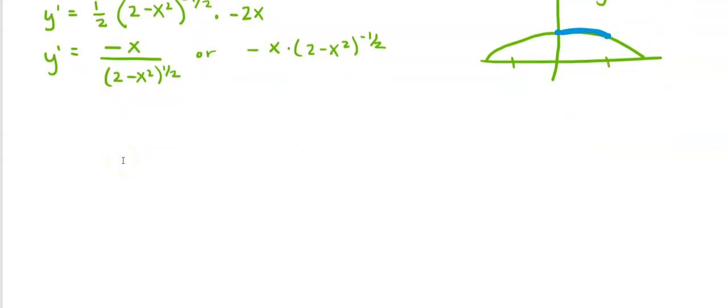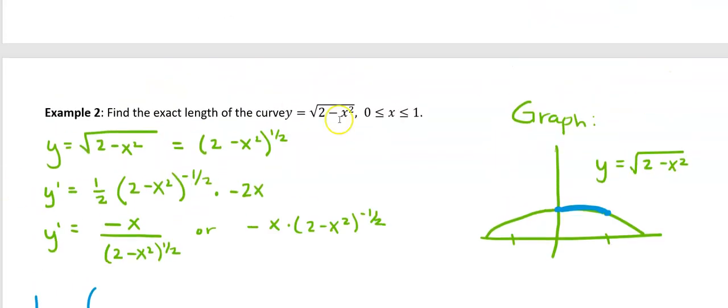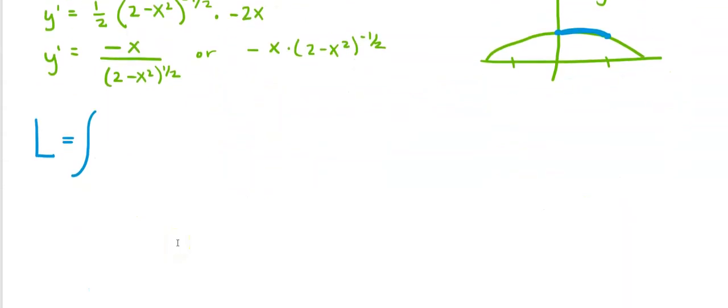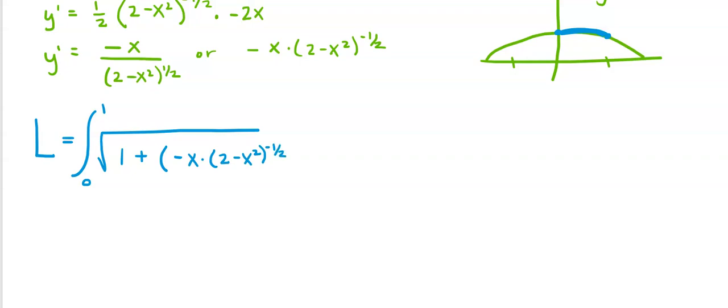So we are going to get that. So remember that length is equal to the integral, and remember our integral was from 0 to 1 as given. So from 0 to 1, that's our arc. And it's the square root of 1 plus the derivative squared. And our derivative in this case is negative x times 2 minus x squared to the negative 1/2 power. And that is being squared. So our derivative is squared dx.